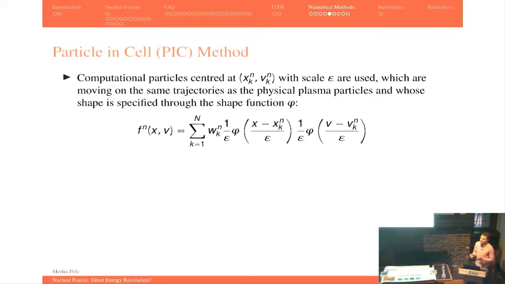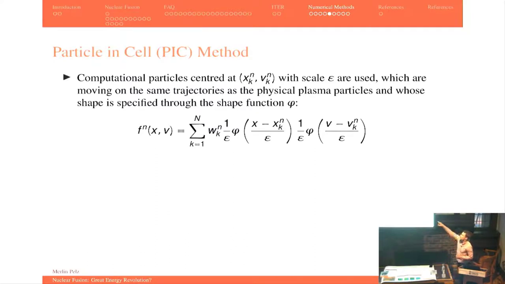The computational particles are artificial particles, which are kind of a bunch of real plasma particles. They're collecting this bunch, and how much of this bunch is inside is the weight function at time step n and k for the kth computational particle. We know from the transport equation that only the xk, so the centers of these computational particles, are evolving in time, because we are always going on trajectories inside the tokamak.